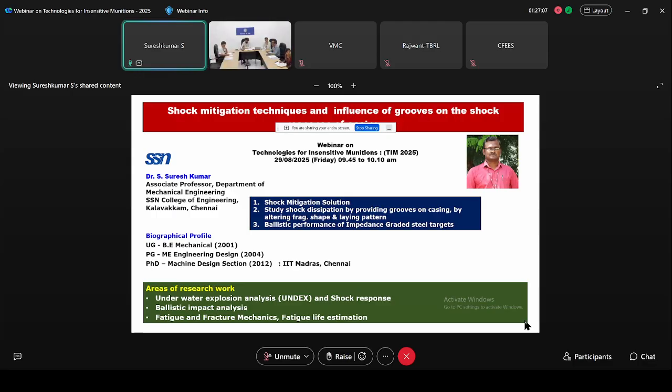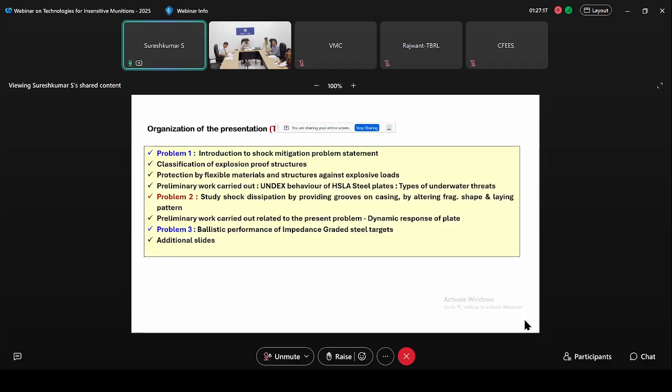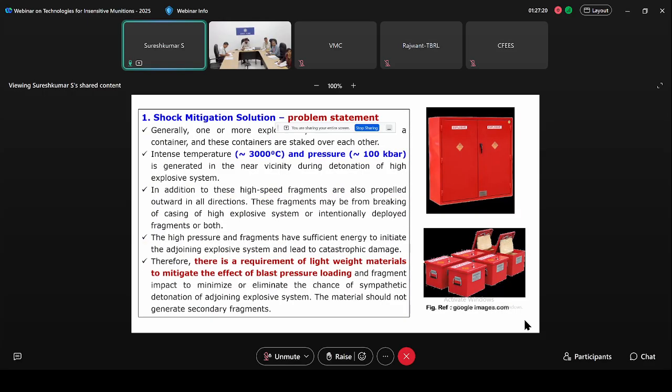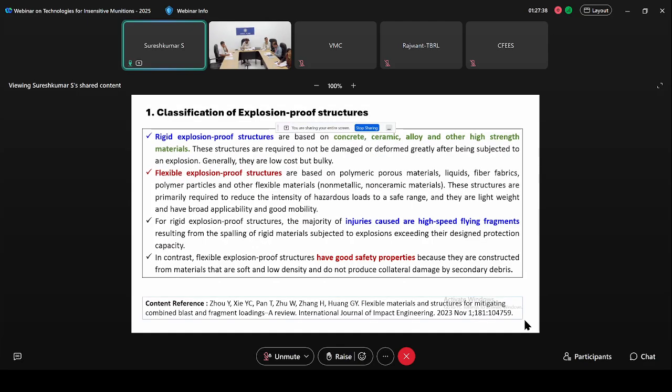Very good morning to one and all here. So the proposed idea is a shock mitigation solution, and the second one is shock dissipation by providing grooves on the casing. These two are the important problems we are planning to propose right now. From the given problem statement, it's clear that the conjoint action of shock load as well as the fragmentation causes the explosion of the adjacent box. This is what we understood from the given statement. To overcome this, several solutions have already been provided in the literature review, like rigid explosion proof structures and flexible explosion proof structures.